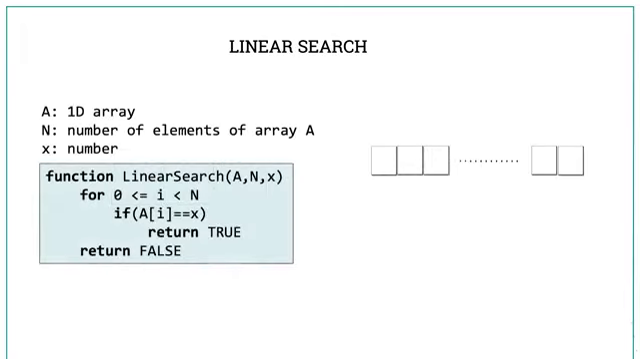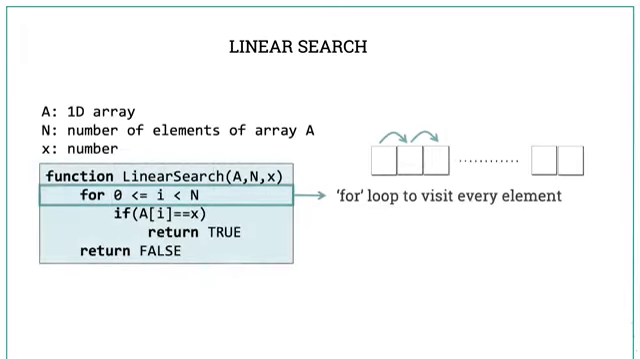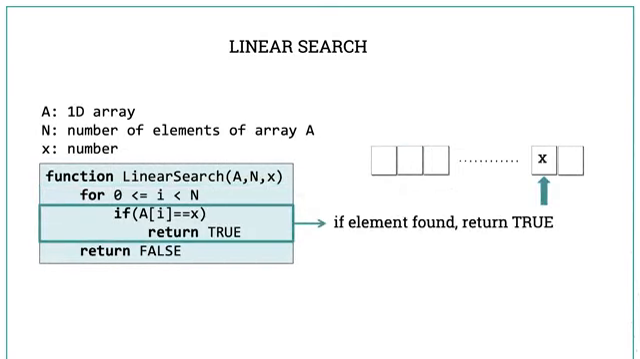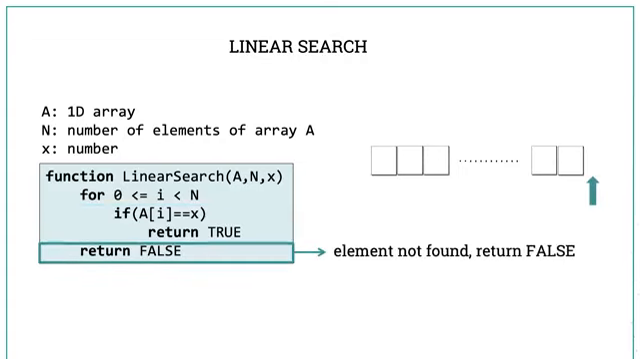This is the pseudocode of linear search. We use this for loop to check the content of each element in the array. If the element is found in one of the positions of the array, the Boolean value true is returned, and the algorithm finishes its execution. If the for loop is finished without having found the element, the Boolean value false is returned.